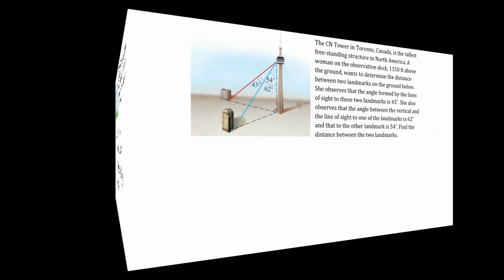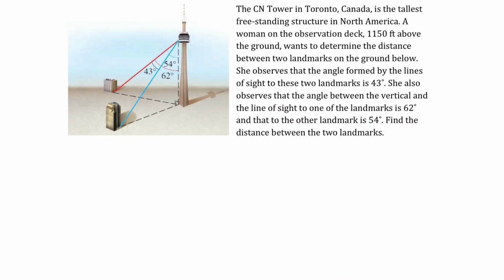All right, so number 5, I saved the best for last. This one requires several steps to do it. We're looking at, I guess, the CN Tower in Toronto. It's the tallest freestanding structure in North America. A woman on the observation deck up at the top, it's 1,150 feet from the ground, wants to determine the distance between two landmarks, so this landmark and this landmark, on the ground below. She observes that the angle formed by the lines of sight to these two landmarks is 43 degrees.